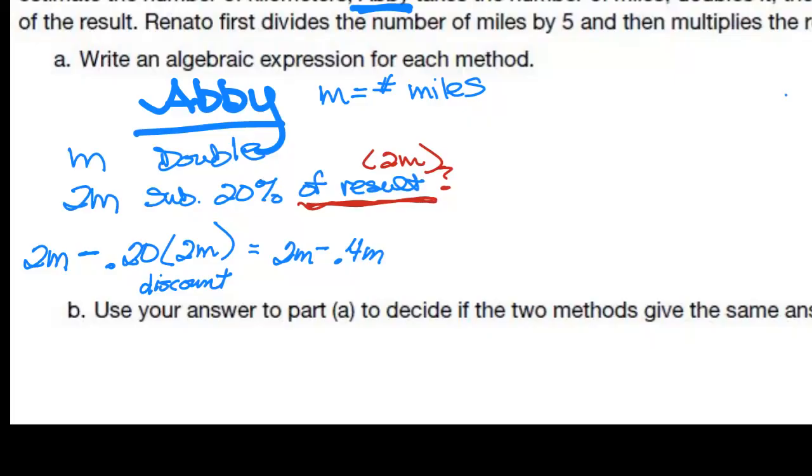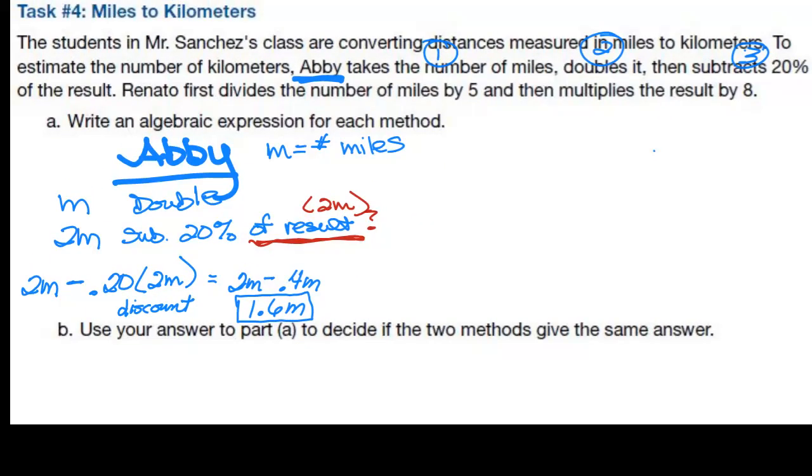This is kind of like if I had 5x minus 3x, what would the answer be? 5x minus 3x is 2x. So if I have 2M minus 0.4M, just subtract, and what should I get? 1.6M. Okay, is everybody with me? That took a lot, but I think we got there. Okay, 1.6M. That's just Abby.